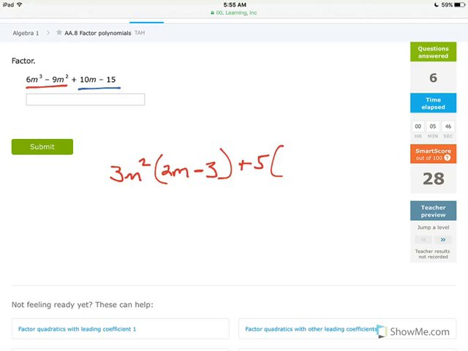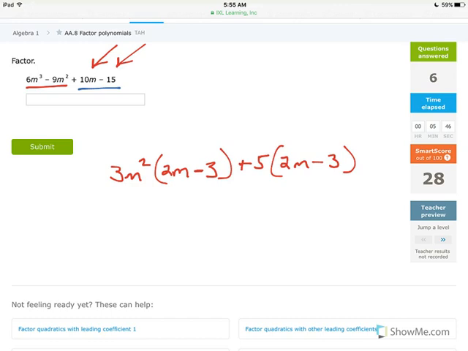And what would be left behind? We know for this to work, a 2m minus 3 is kind of what we need in order for this to work. So if you just write that in and then double check it, 5 times 2m should get you 10m, and 5 distributed into the negative 3 should get you negative 15. So it looks like this is going to work the way we need it to.